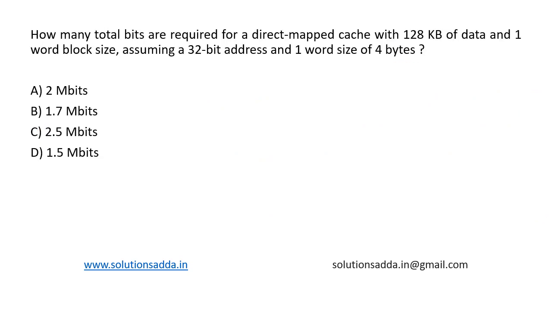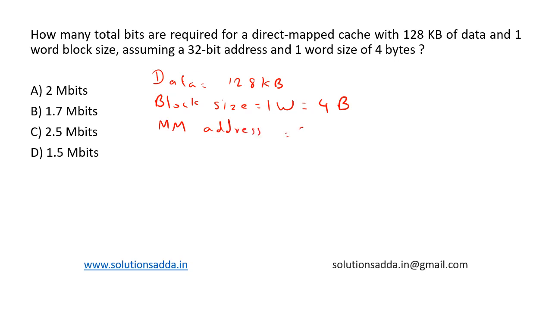This is a previous ISRO question. How many total bits are required for a direct map cache with 128 KB of data and one word block size, assuming 32-bit address and one word size is of 4 bytes? So we are given the data is of 128 KB. This is the cache size. And block size is given as one word, which is equal to 4 bytes. Also, main memory address is given as 32 bits.